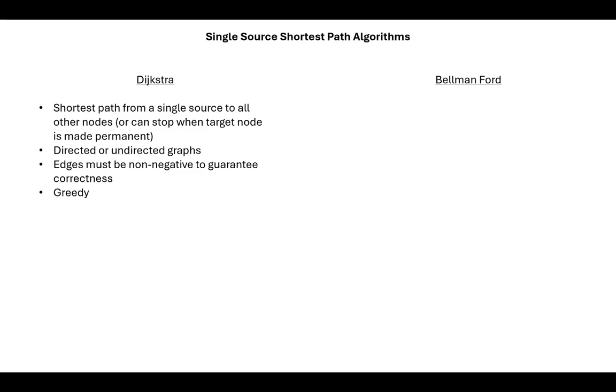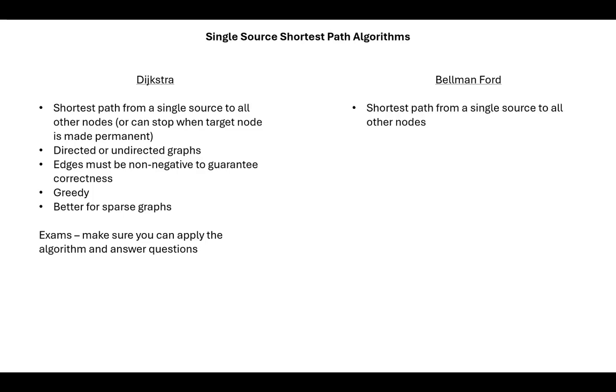And Dijkstra, we didn't mention before, but it follows that greedy design pattern of choosing the best course of action at each stage. Dijkstra is generally faster, especially for sparse graphs. So that means graphs that have a low number of edges relative to the number of vertices. So not a complete graph, let's say. For exams, you may be asked to apply the algorithm and you may be asked to answer questions around it. We'll cover explicit time complexities in another video.